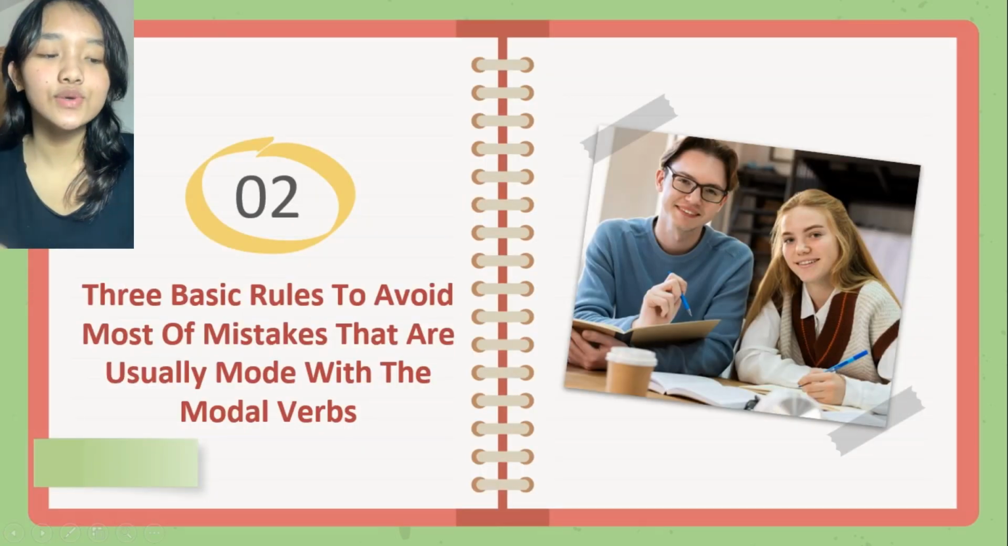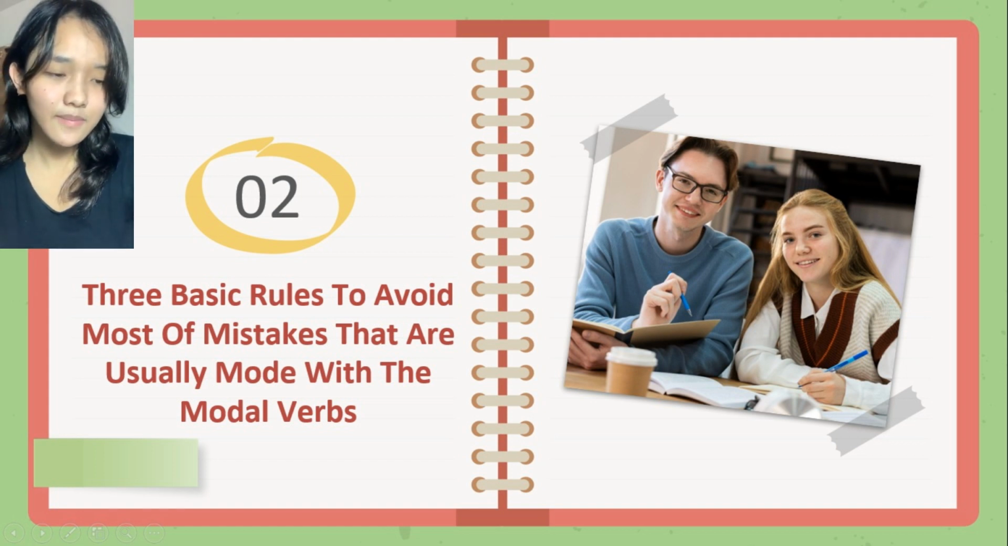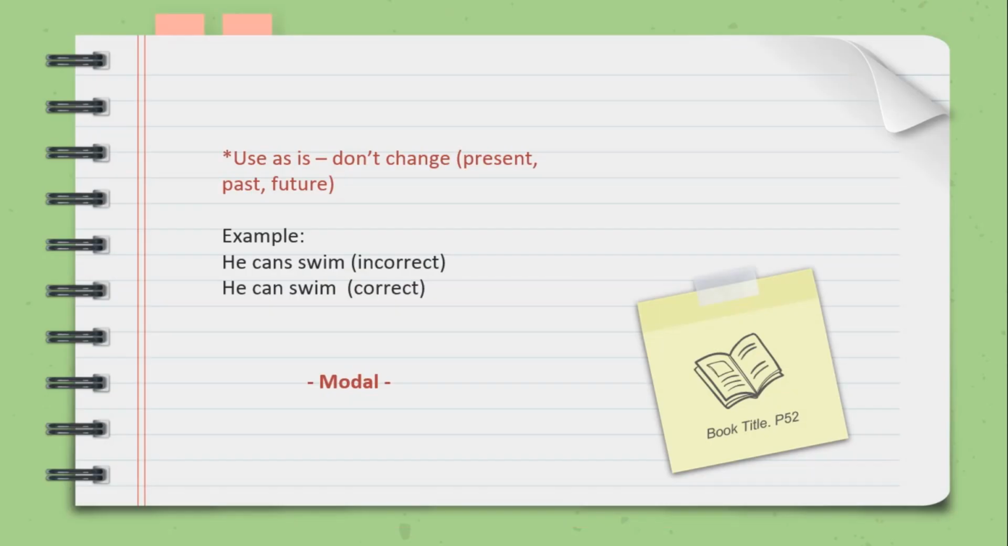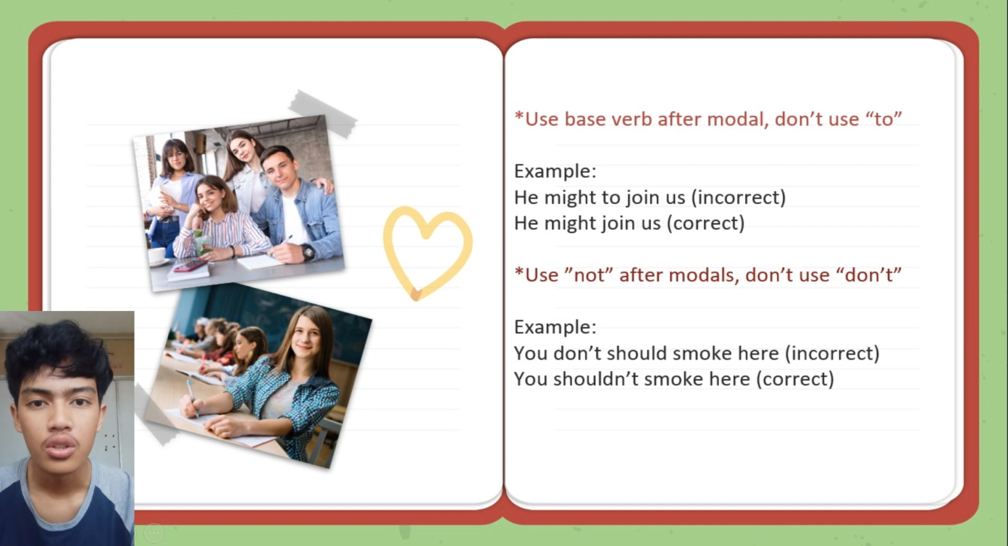Alright, we're moving to 3 basic rules to avoid most of the mistakes that are usually made with modal verbs. Use them as is, don't change them for present, past, and future. Example: he cans swim, incorrect. He can swim, correct. Use the base verb after a modal, don't use to. Maksudnya setelah modal jangan menggunakan kata to. For example, he might to join us. Ini salah karena setelah modal menggunakan kata to. Seharusnya yang benar adalah he might join us.